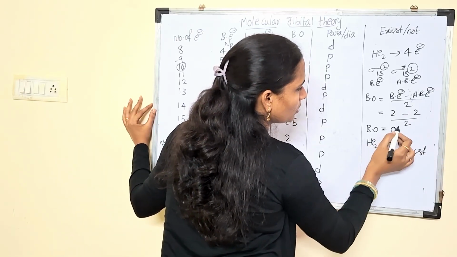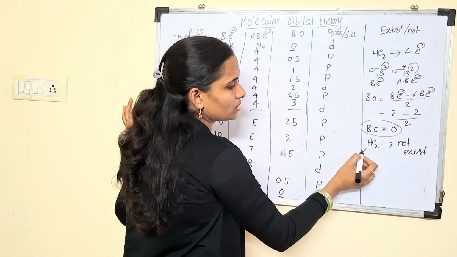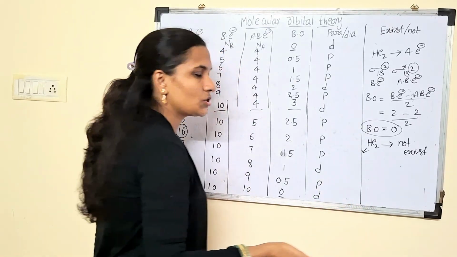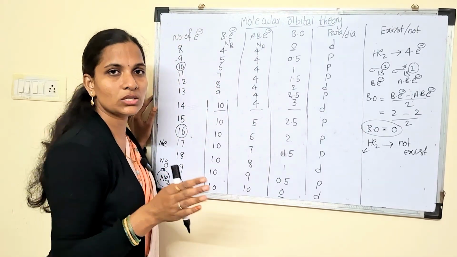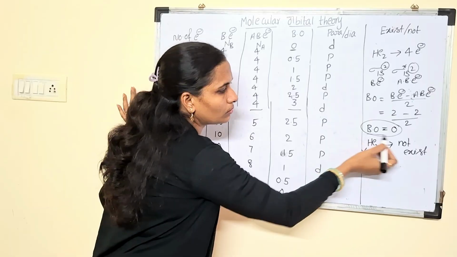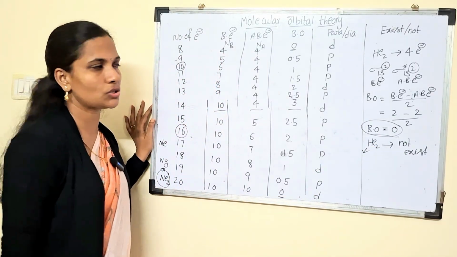Bond order 0 means this helium 2 molecule does not exist, because the bond order is 0. Why? Because helium is a noble gas element, and a noble gas element does not exist as a diatomic molecule. It exists as a monoatomic gas only. So based on bond order, we can say the helium 2 diatomic molecule does not exist.